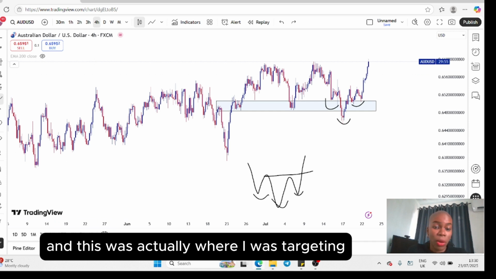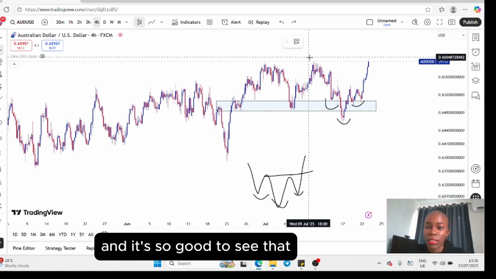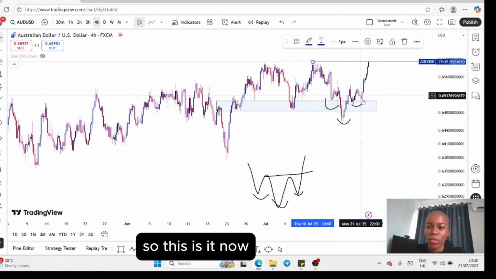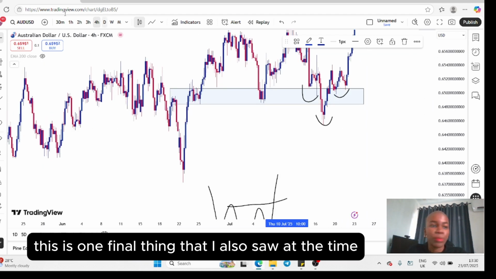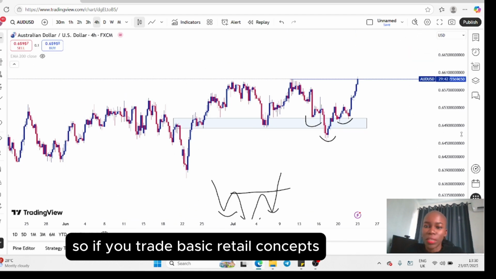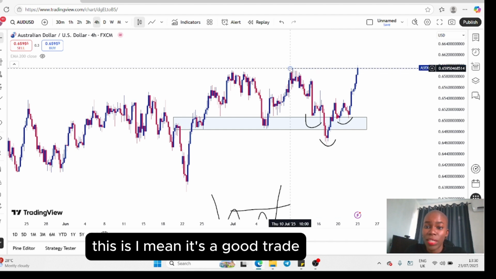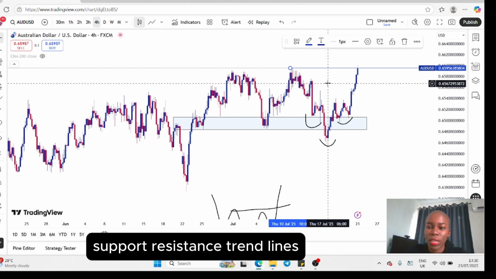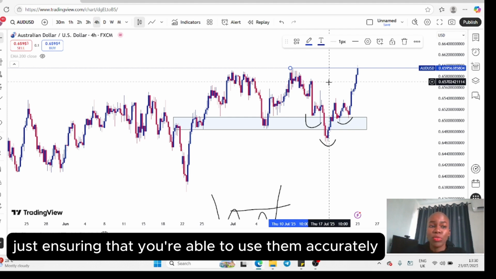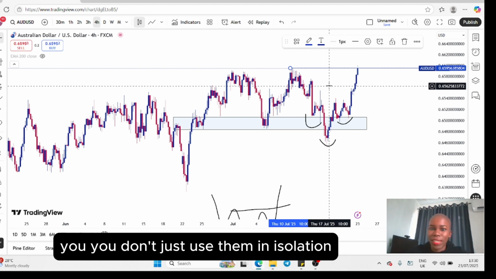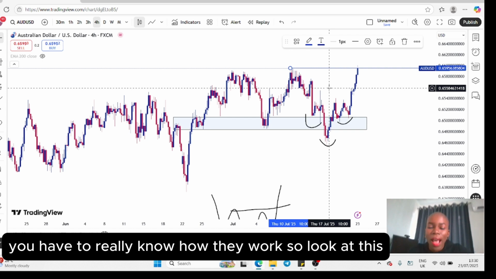And this was actually where I was targeting, and it's so good to see that price has tapped into the target area. So this is it. Now, this is one final thing that I also saw at the time. So if you trade basic retail concepts, it's a good trade. It's just using basic candlestick patterns, support, resistance, trend lines, just ensuring that you're able to use them accurately, because even if you're using basic retail concepts, you don't just use them in isolation. You have to really know how they work.